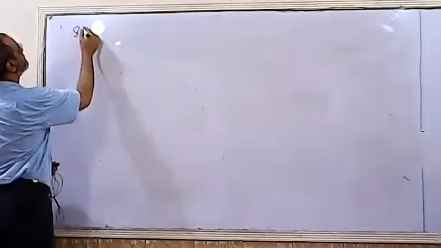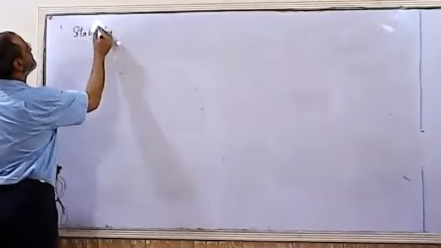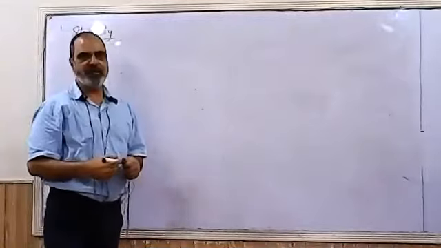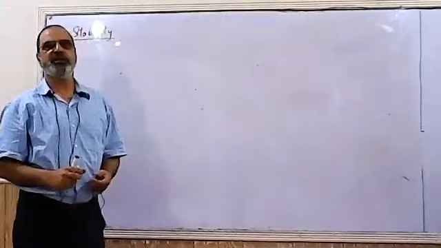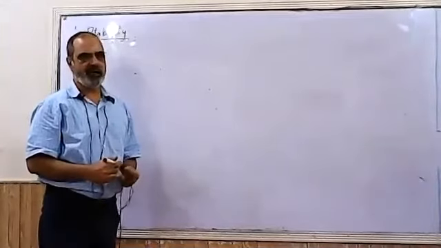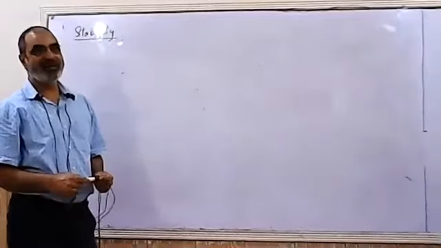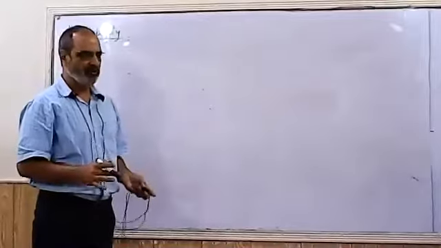Stability of an object depends on two factors, and you are already familiar with it. One is the area of the base. If an object has a larger base area, it is stable. Stable means it is difficult to topple it down.